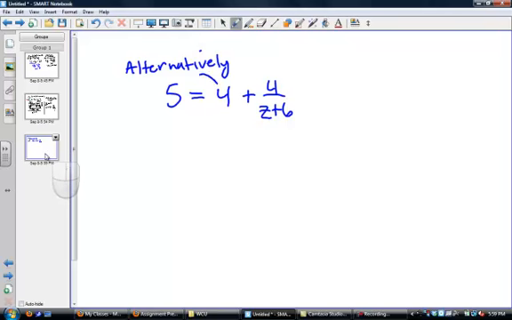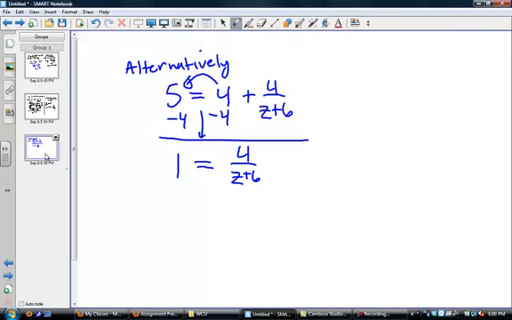we definitely let's go ahead and shift this guy over here first. Take away 4 from both sides right now. And then you have 1 equals 4 over z plus 6. And you're only a few steps away from being done. Not that we have to do every problem twice, but I want you to see these other ways to do it. You don't have to do it the way I say do it up here.